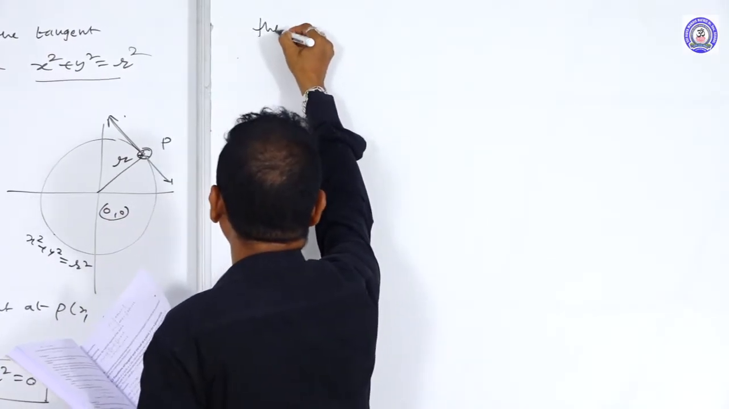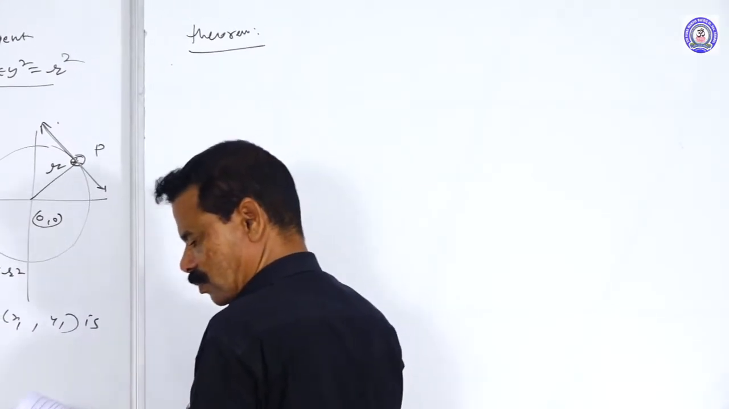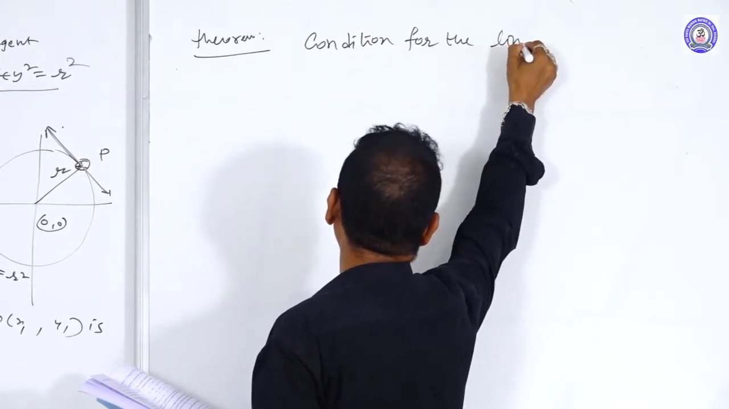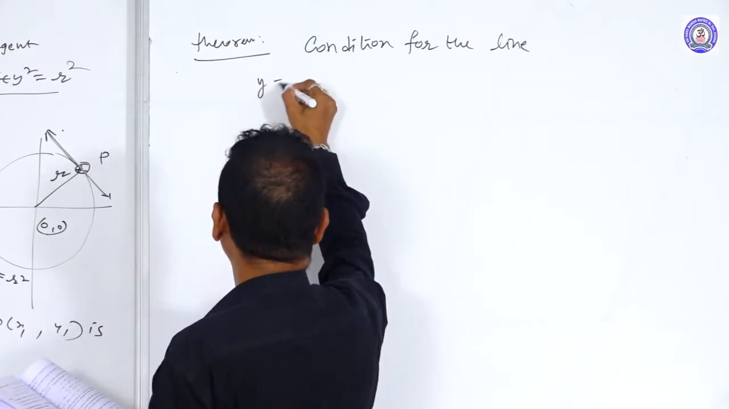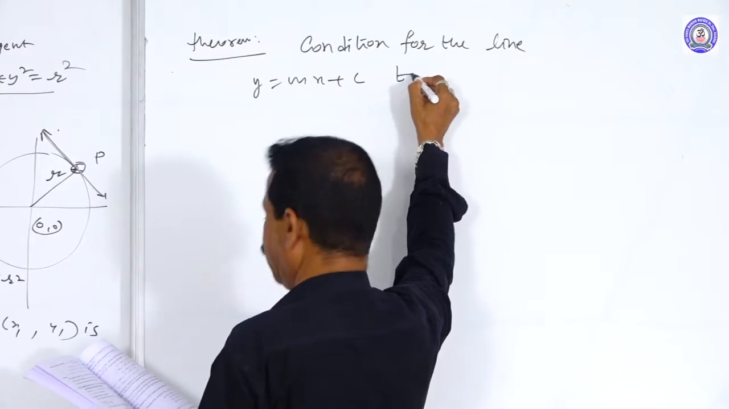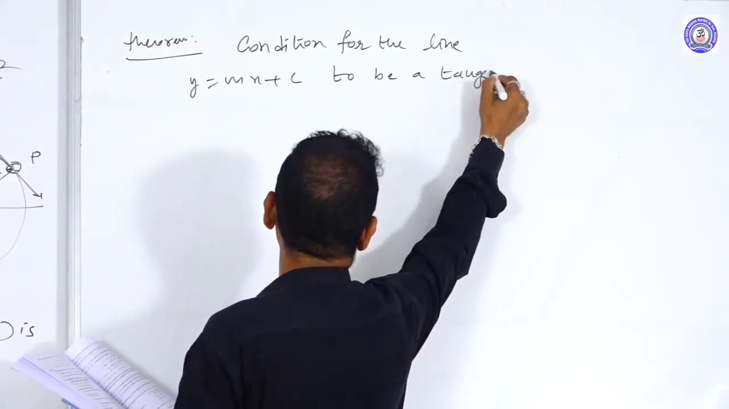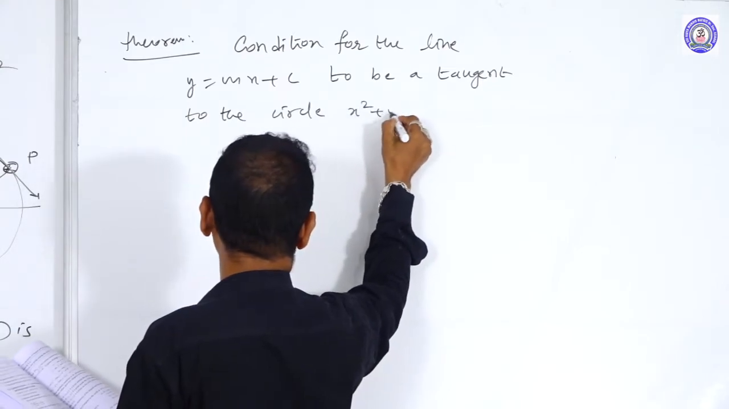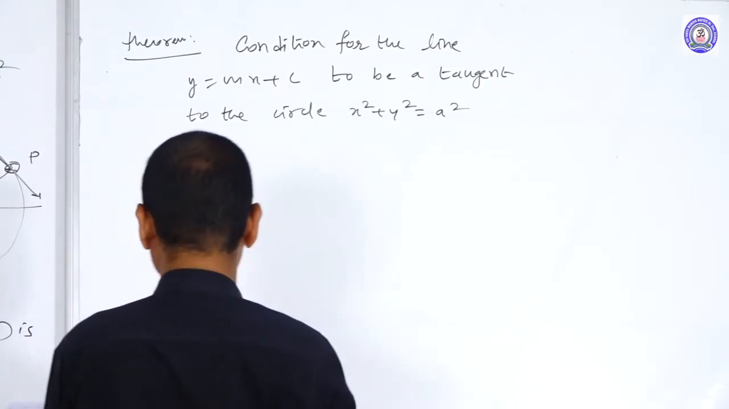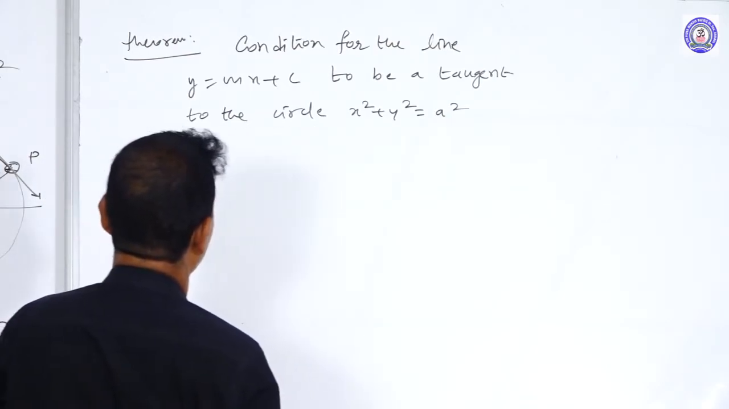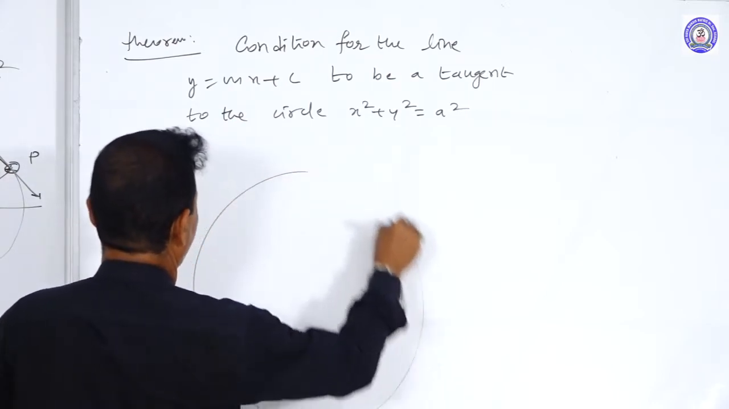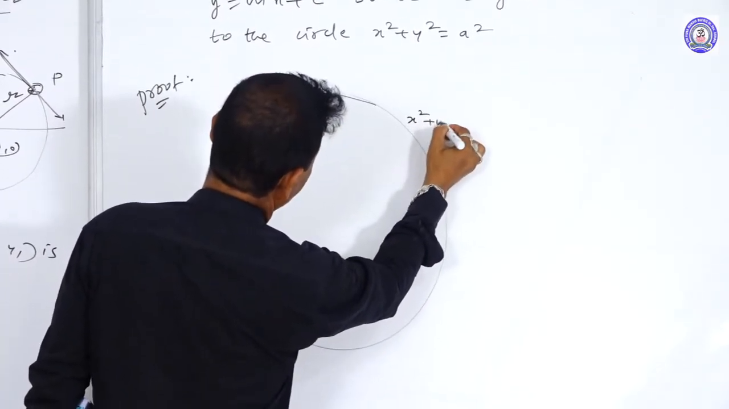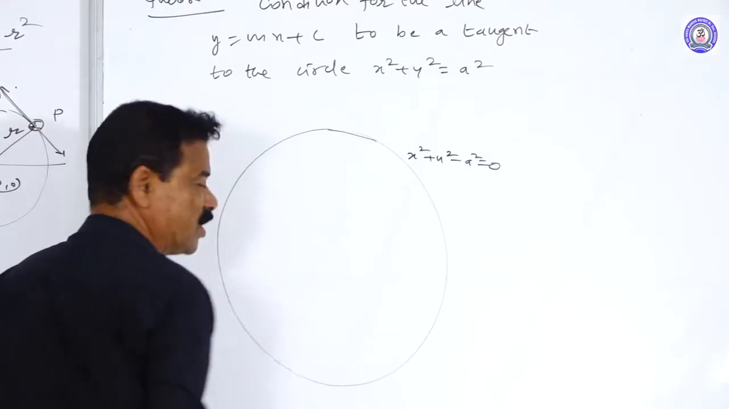Next theorem: the condition for the line y = mx + c to be a tangent to the circle x² + y² = a². Proof: the equation of the circle is x² + y² − a² = 0, otherwise x² + y² = a².